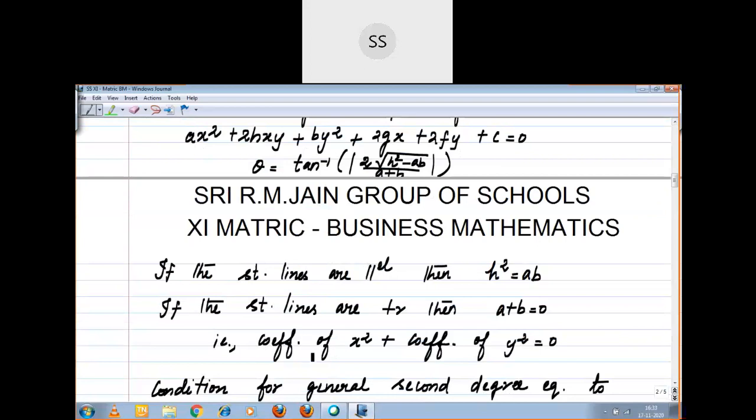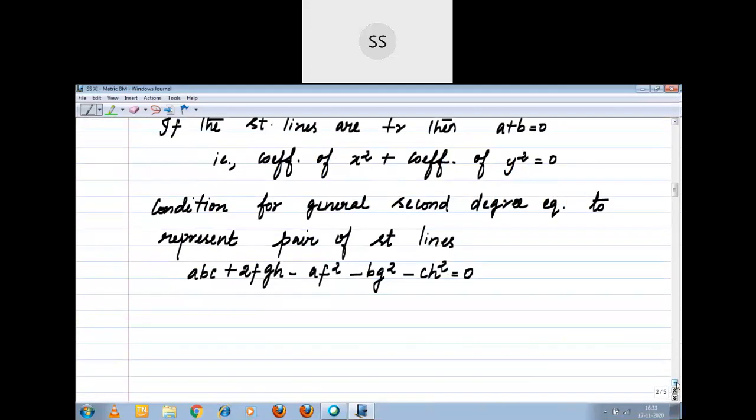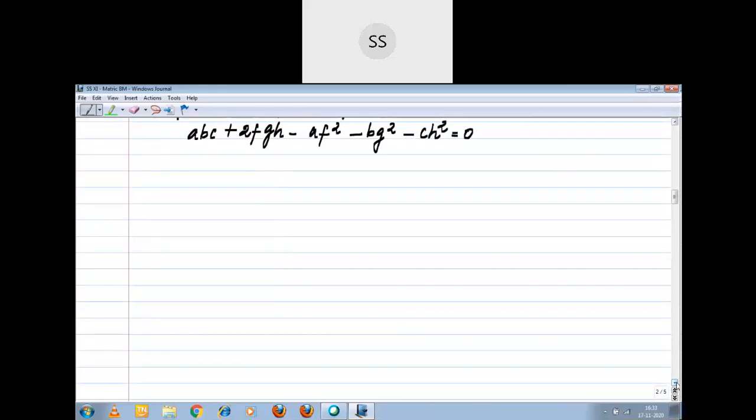Condition for a second degree equation to represent a pair of straight lines is abc plus 2fgh minus af square minus bg square minus ch square equal to 0, right? Now, I am going to enter into the exercise, that is exercise 3.3, question number 1. What is given in question number 1?